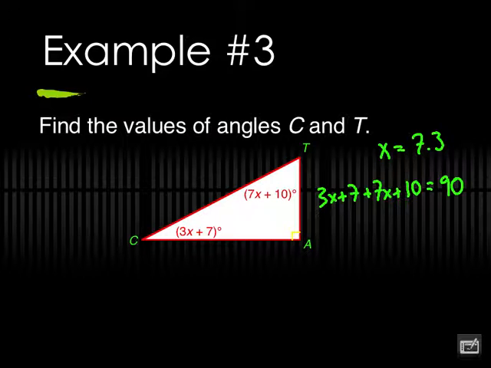Okay. Did anybody do 3x plus 7 plus 7x plus 10 plus 90 equals 180? Still works. Okay. Magic happens, x equals 7.3. Exactly 7.3, Jack, or is that an approximation? Yeah. Exactly, beautiful. So what's the answer to the question then? How big is angle C?